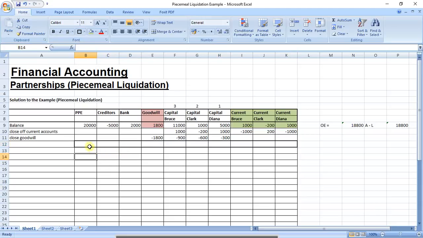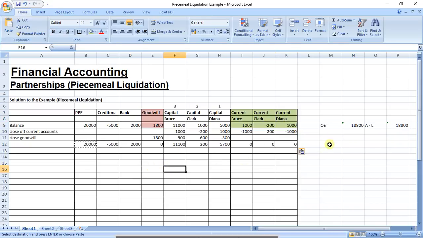So if I look at the current balances after having closed off some of those accounts, I'm going to be left with what? Well, let's have a look. My PPE, 20,000. Creditors, minus 5. My bank, 2,000. My goodwill is a 0 balance now. Capital for Bruce, capital for Clark, capital for Diana. 0 here, 0 there, and 0 for current account Diana.